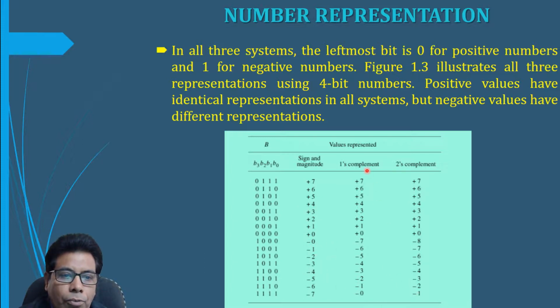So for 1's complement, the last value will be minus 0. Whereas in 2's complement, there is no repetition of plus 0 and minus 0 as there is here. Here we have minus 8 and the last value will be minus 1. So the 2's complement is a better representation. It is able to represent properly.